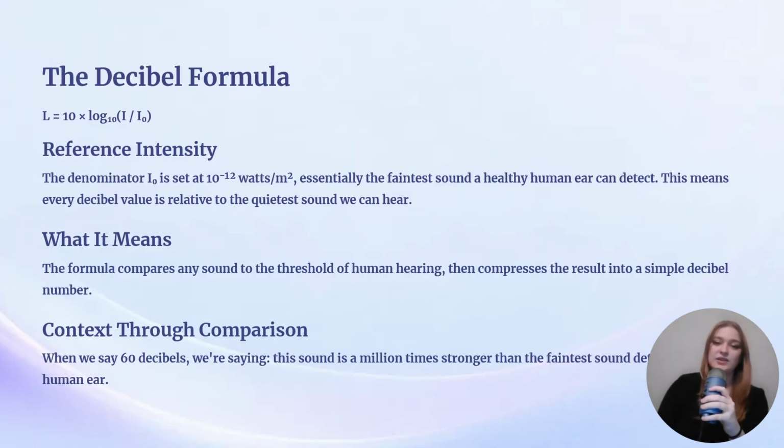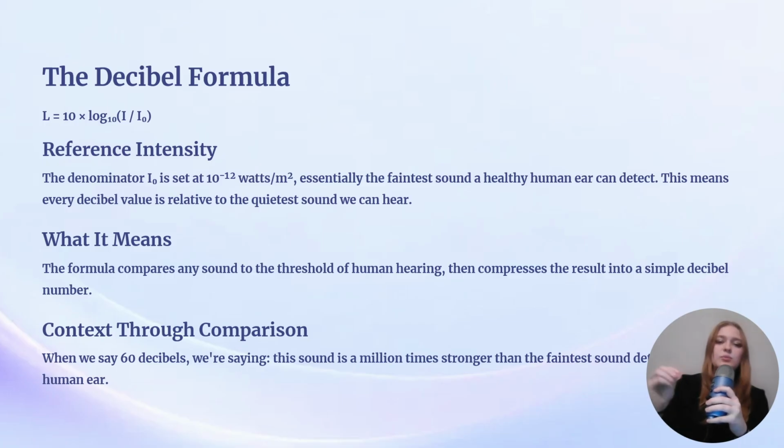Here is the formula that defines the decibel scale. The sound level, which we call L, is equal to 10 times the logarithm base 10 of the ratio between the sound's intensity and the reference intensity. That reference intensity is set at 10 to the negative 12th watts per square meter, basically the faintest sound a healthy human ear can detect.